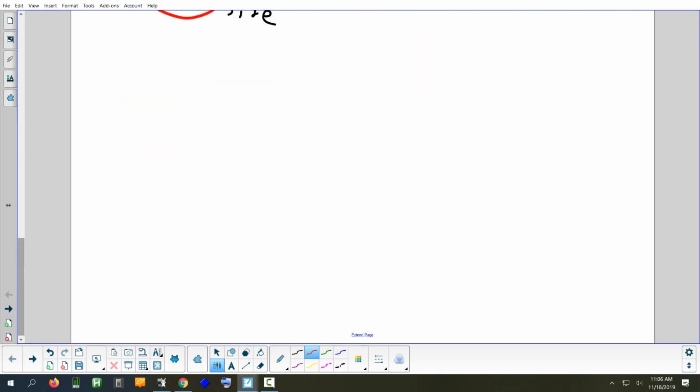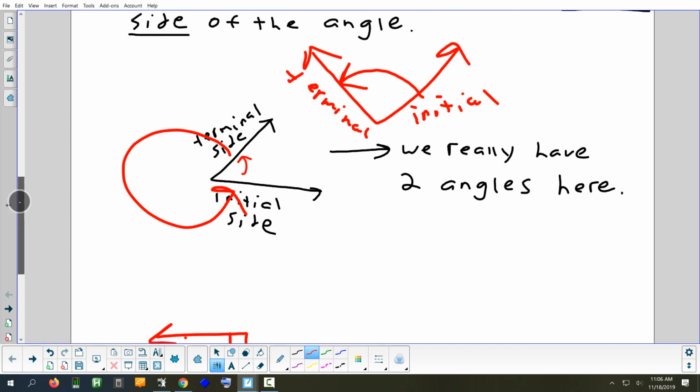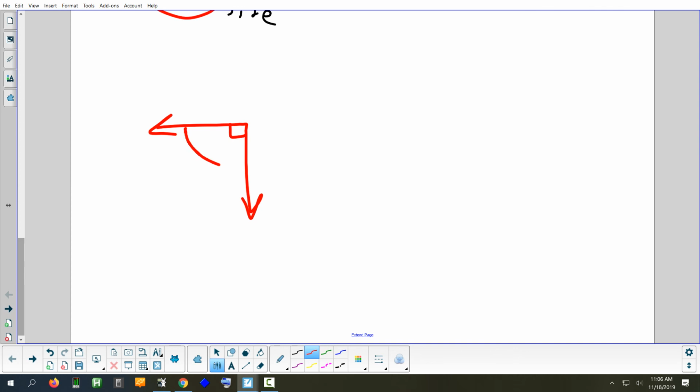Okay. How about if I drew something like this? So I got a 90-degree angle. Which side is initial there? The horizontal. In between the rays, okay. Rotate in a counterclockwise direction. Initial, terminal. Again, that would be kind of a weird way to draw a 90. If we're going to sketch a 90, this is how we'll normally do it. Try to put the initial side on the x-axis, horizontal.